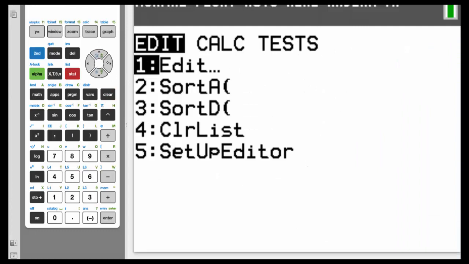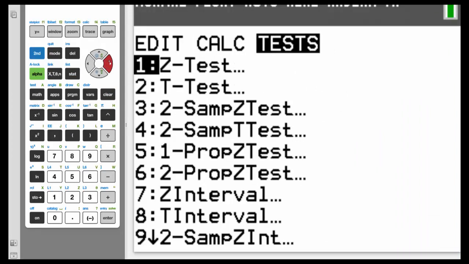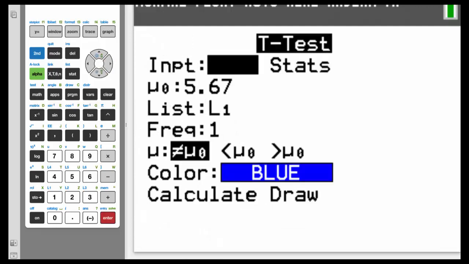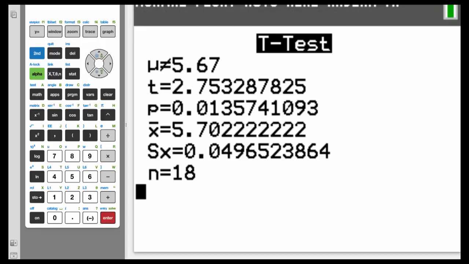Okay, go to stat, test, and we'll go down to t-test. Well, this time around, we're going to highlight data and hit enter. So the mean for us is 5.67. The list I have is L1. Frequency will always be 1. And I've highlighted not equal to. Go down, highlight calculate, and hit enter. So rounding this to 4 decimal places, that's 0.0136. So now let's write this on the paper.